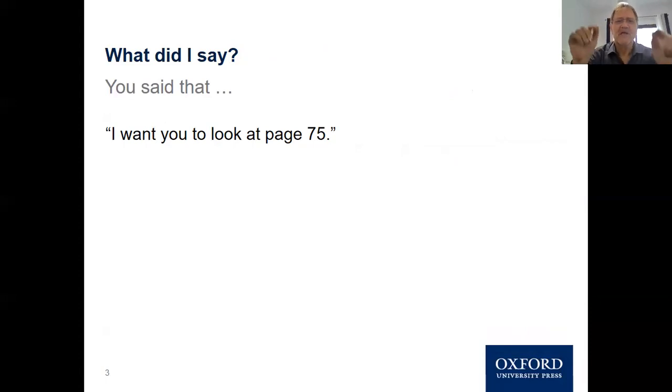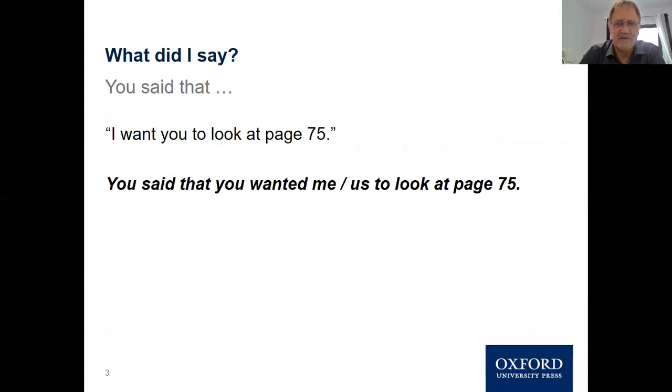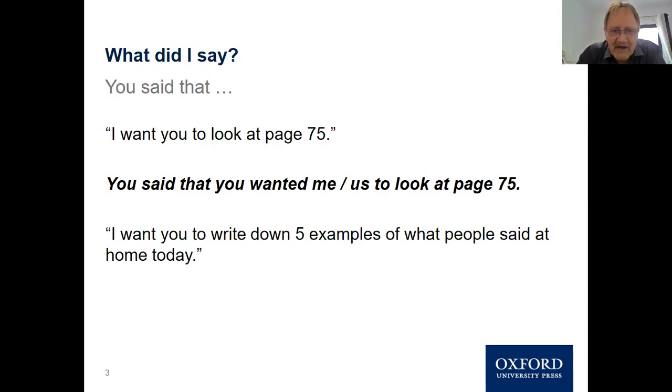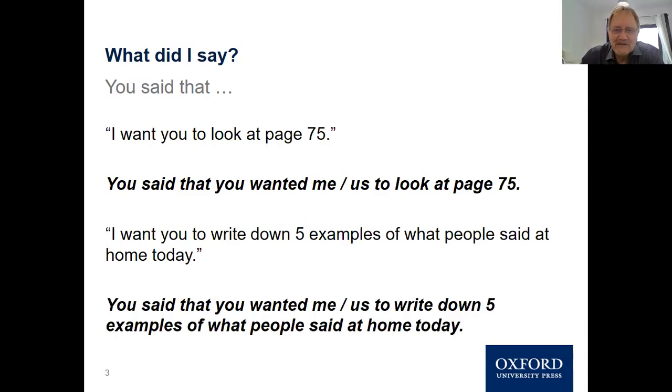You said that. So the kids would type in their answers, and then I could flash up: yes, correct. You said that you wanted me or us to look at page 75. And furthermore, I want you to write down 5 examples of what people at home said today. What did I say? You said that you wanted me or us to write down 5 examples of what people said at home today. When they write this down in their notebooks, they can, of course, then go on to a discussion forum and post these ideas.